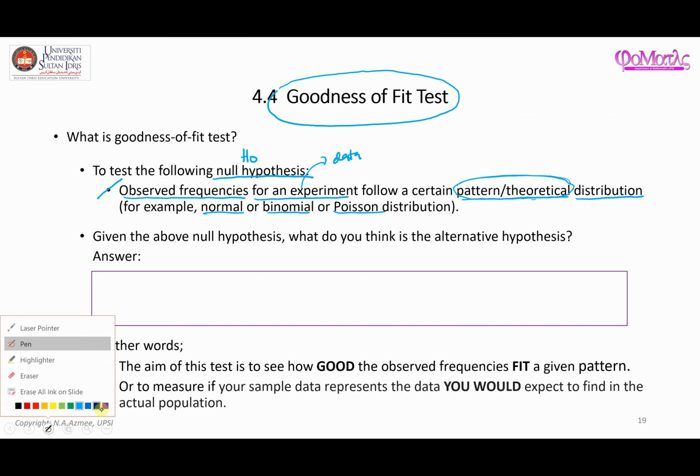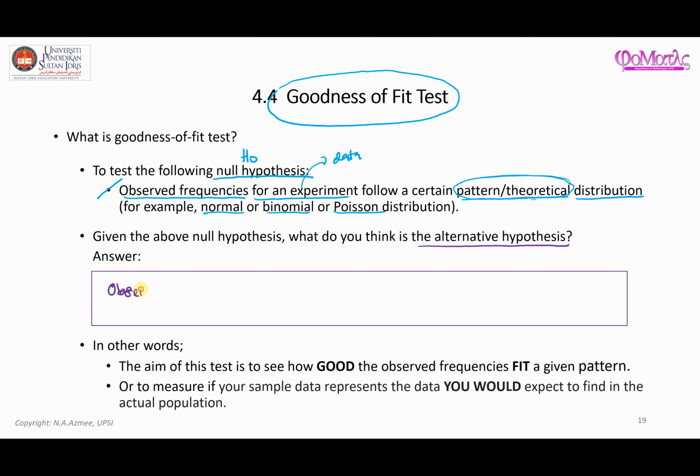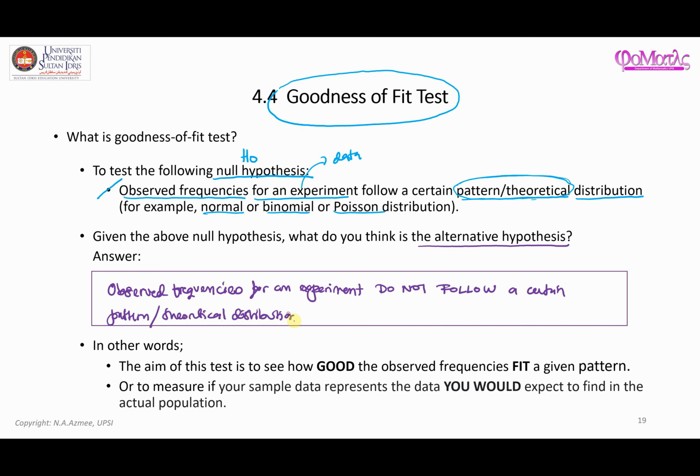Now, given the above null hypothesis, what do you think is the alternative hypothesis? As you have seen before, the alternative hypothesis is just a contradictory statement of the null hypothesis. So in general, you can say that the observed frequencies for an experiment do not follow a certain pattern or theoretical distribution. For a better understanding, you will have to refer to the example which I'm going to give in the next video.